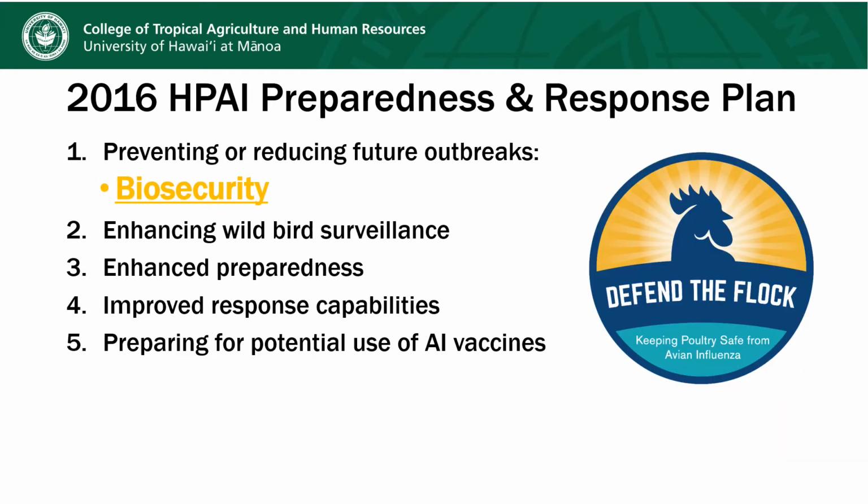After the devastating losses due to highly pathogenic avian influenza in 2014 and 2015, the USDA developed the 2016 High-Path AI Preparedness and Response Plan. The key component to prevent or reduce outbreaks was biosecurity.